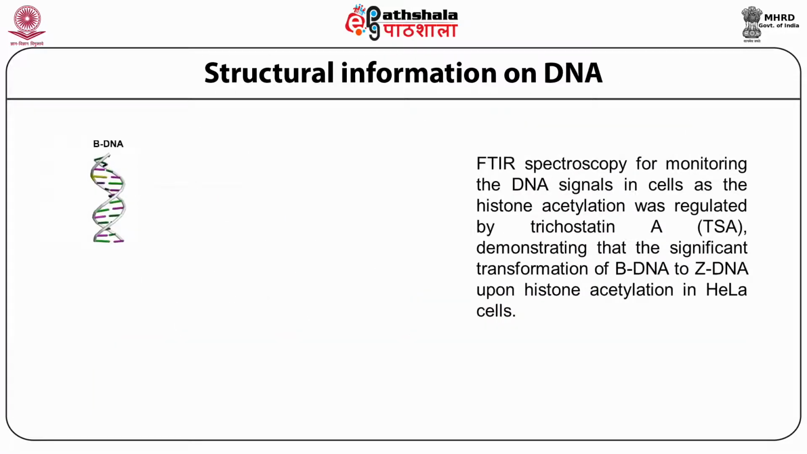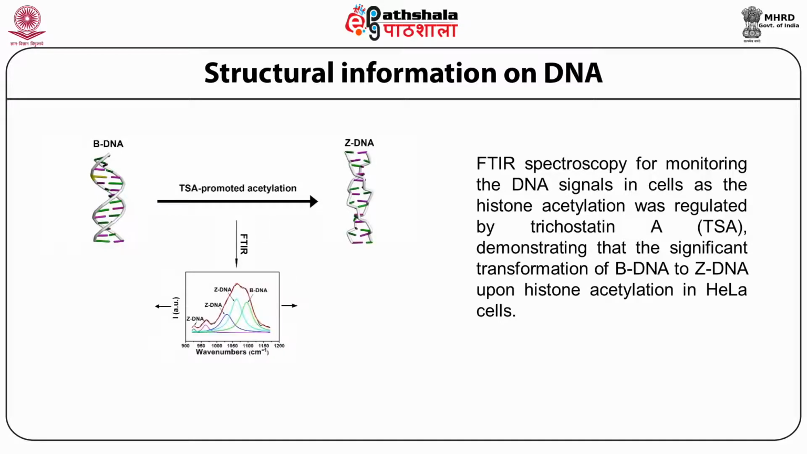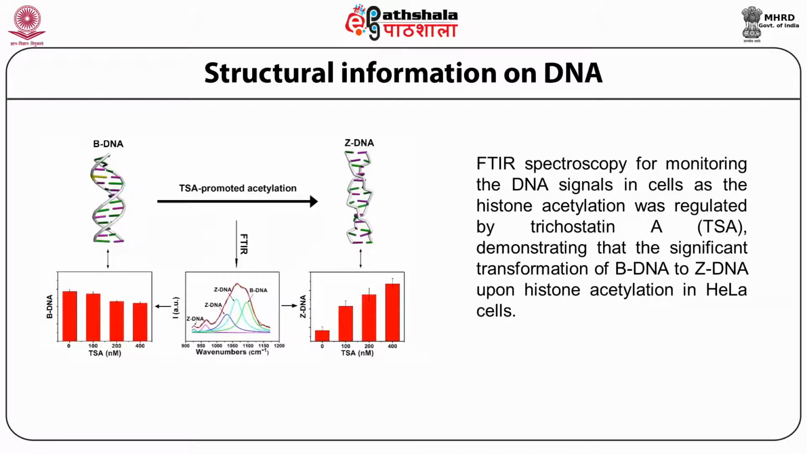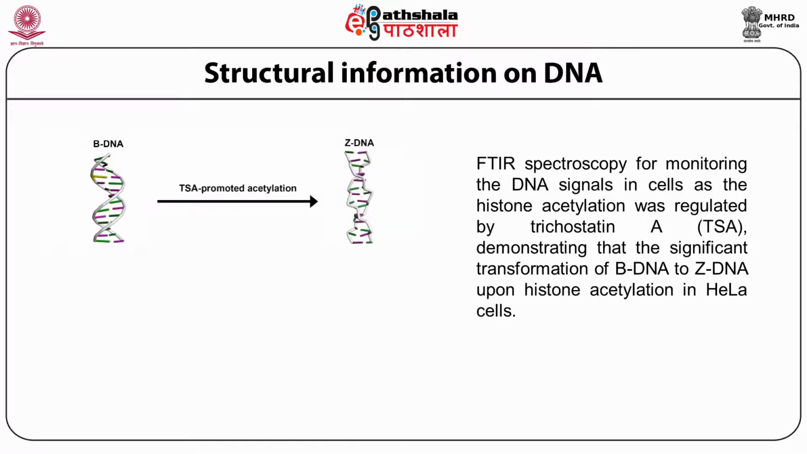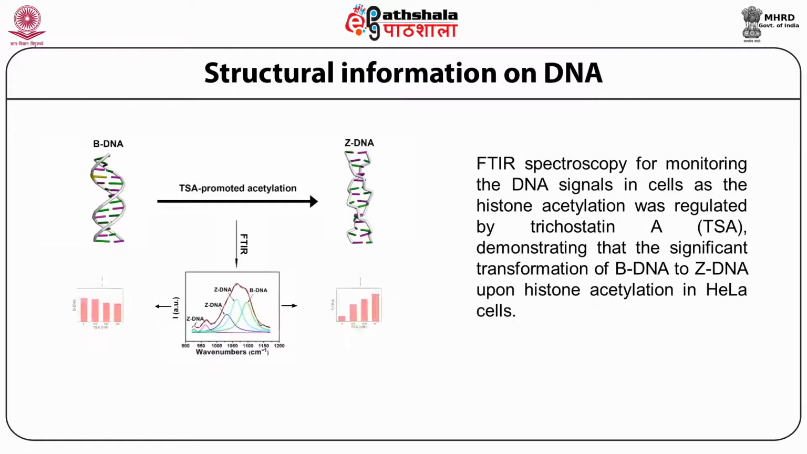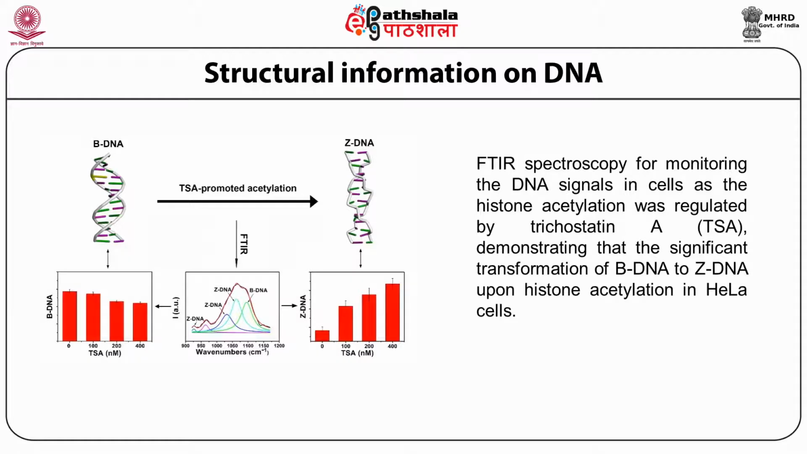We now discuss the structural information on DNA. FTIR can also be used to get the structural information of DNA. You can see here that B-DNA is converted into Z-DNA, and the FTIR spectra of Z-DNA and B-DNA are quite different.